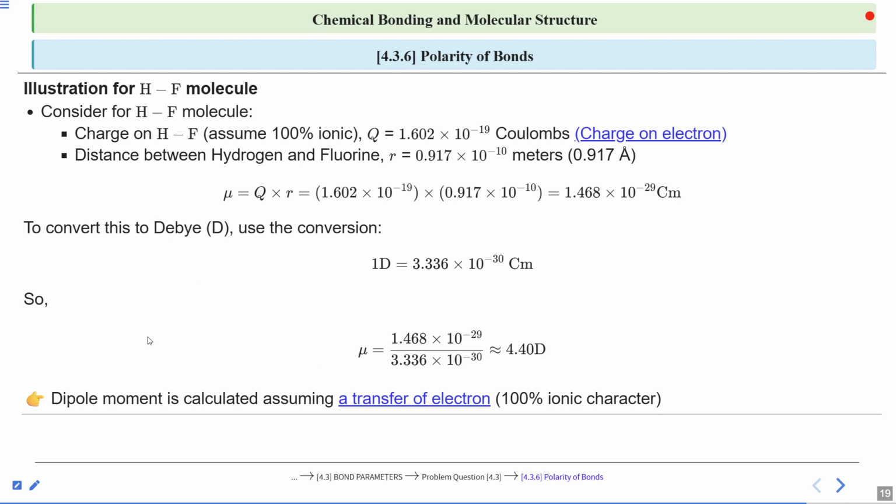Remember, here we are considering that for the calculation of dipole moment, your charge will be equal to the electronic charge on one electron, which is 1.602 into 10 to the power minus 19 coulomb. That means you are assuming a complete transfer of electron resulting in an ionic character, but it is not the actual case. We are just using it to calculate the theoretical dipole moment. Now, what is the use of this theoretical dipole moment?